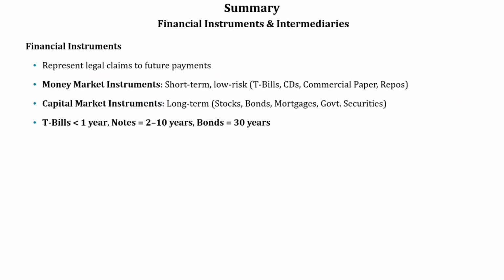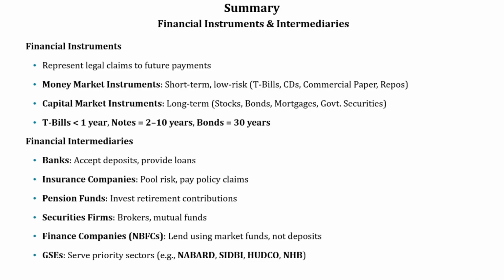To sum up today's discussion, we covered two key components of the financial system. One is financial instruments, where we discussed the money market and capital market, and subsequently we discussed financial intermediaries, institutions that connect savers with borrowers. It includes banks, insurance firms, pension funds, securities firms, finance companies, and government sponsored enterprises. These components help mobilize savings, allocate capital efficiently, and manage financial risk.